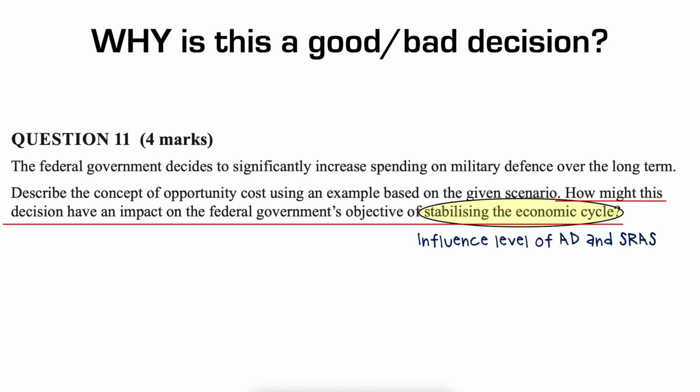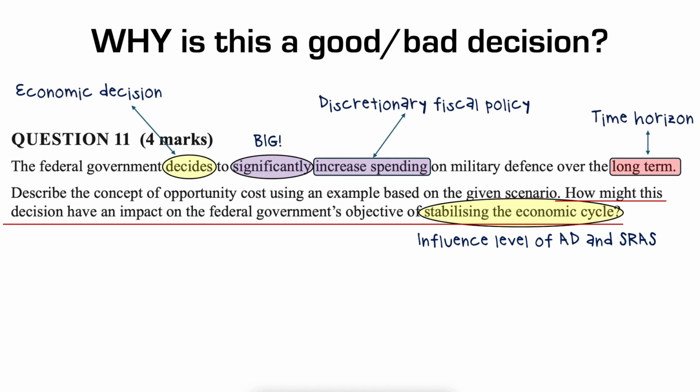But when we stabilise the economic cycle, we're looking to influence the level of aggregate demand and short-run aggregate supply to achieve our 3 economic indicators within the reasonable objectives. Okay, we see that we've already made a decision. It's a big one, it's big discretionary fiscal policy, and it's going to happen for a long time.